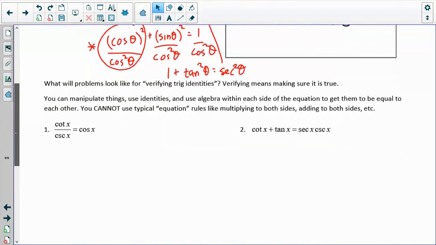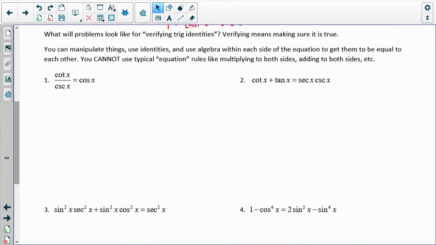So we talked about verifying trig identities. Verifying basically just means showing that it's true. It's basically a proof. So you can manipulate things, but you can't do typical equation rules like multiplying both sides, dividing both sides, or adding or subtracting on both sides. Basically, you can only work with one side at a time, and you're trying to get one side to look like the other one. So I'll just quickly do 4 examples to show you what it's going to look like.